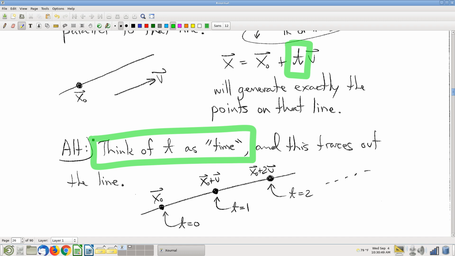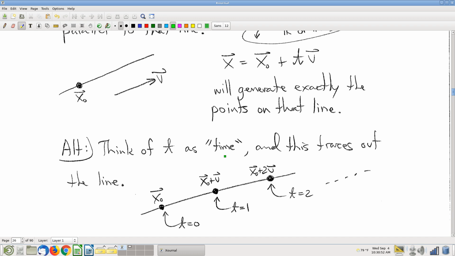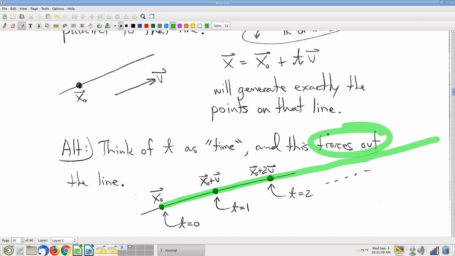And if you do, then when t is equal to 0, you're at that starting point, and as time passes, by the time t is equal to 1, you're at x naught plus v. You've moved over a little bit. And then as more time passes, you get to this next nearby point, etc. And here's a little movie of this parameterization as time passes. As t increases, if I think of t as time, we are literally tracing out the line.